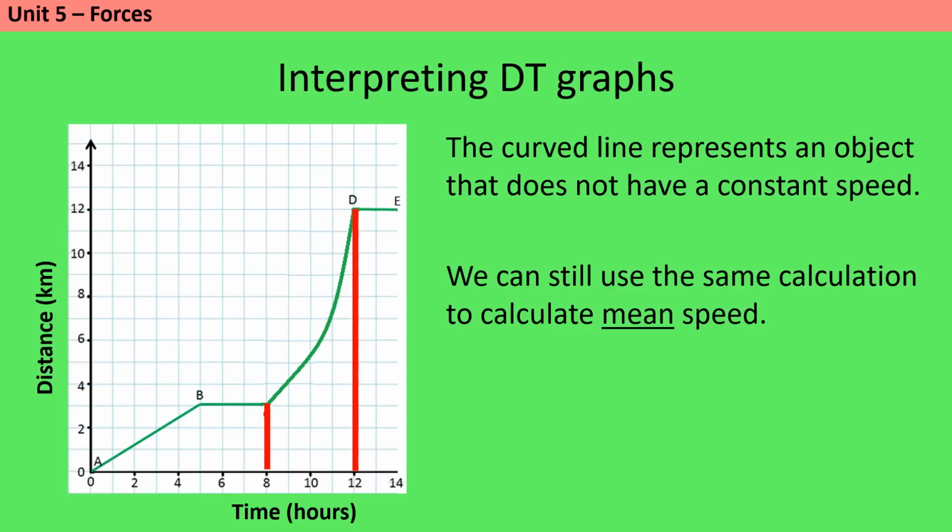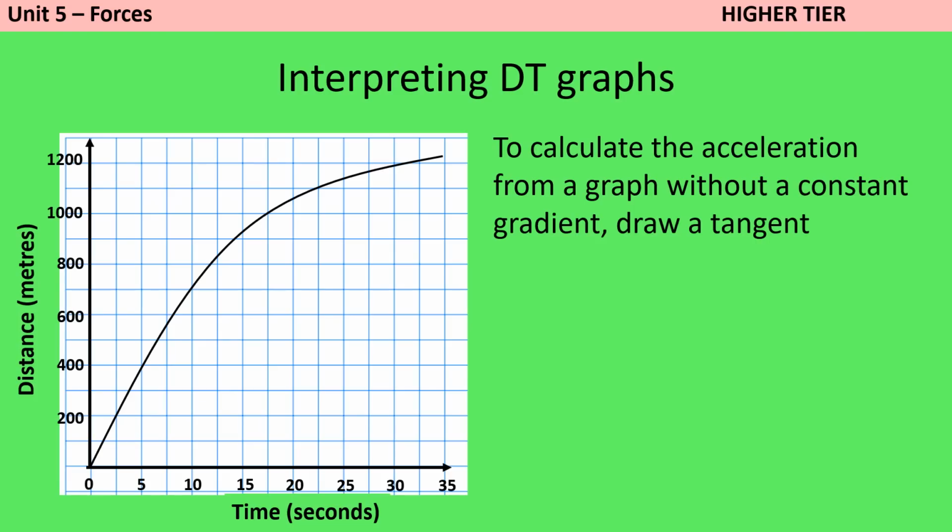If the graph curves rather than being a straight line, then we know it doesn't have a constant speed, but we can still use the same calculation to calculate the mean speed over that entire portion. However, if you're taking the higher tier, then you should be able to draw a tangent and use that to calculate the speed at any particular point.